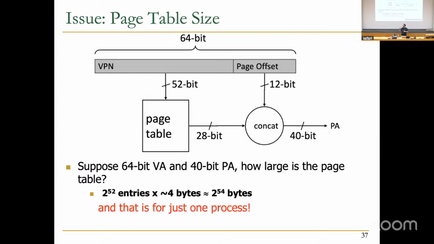And this is just for one process. If another process using another virtual address space needed a page table, you would need to store another 2 to the power of 54 bytes. Do you think this is feasible? Imagine if we needed to store in the physical memory 2 to the power of 54 bytes for each process. I guess no system would be able to run today.